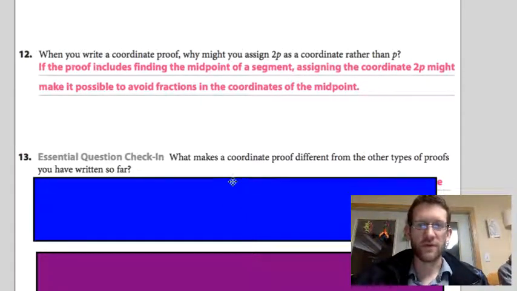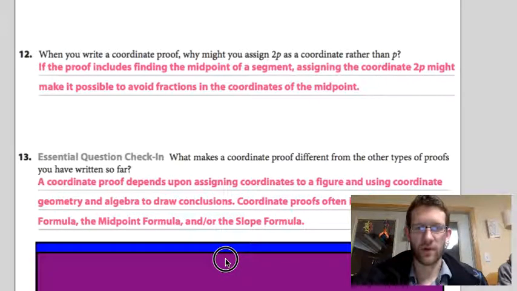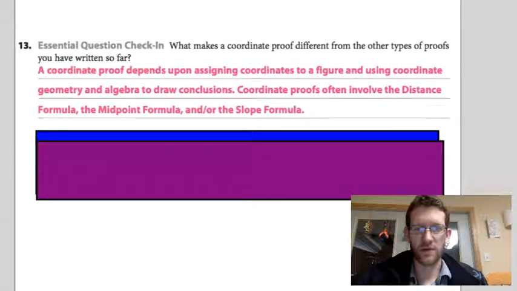How are these coordinate proofs different than other types of proofs? Well, here we are in the coordinate plane, so we can use our coordinate algebra, essentially, in order to draw conclusions.